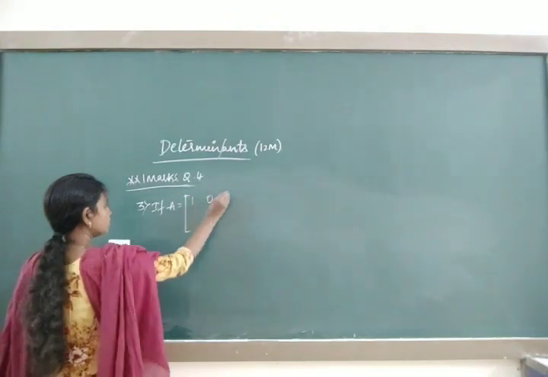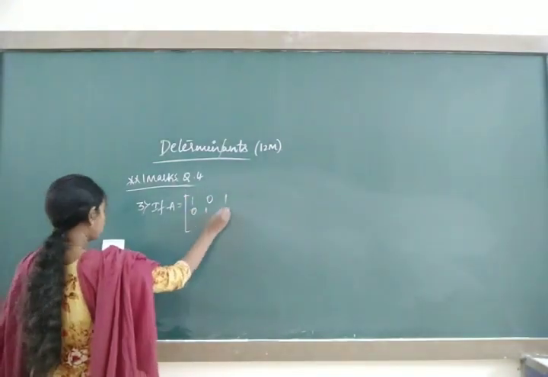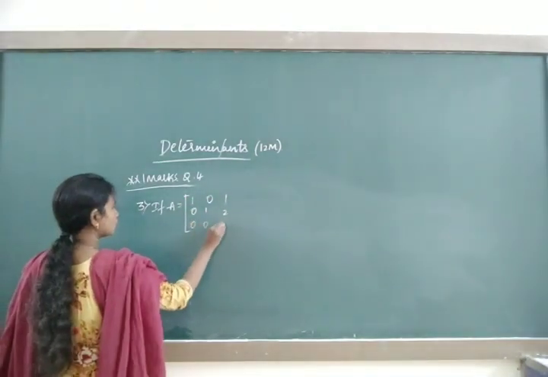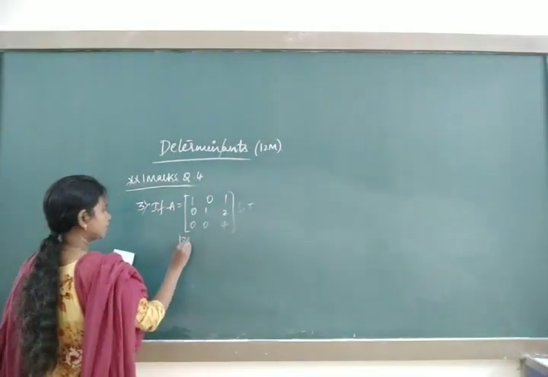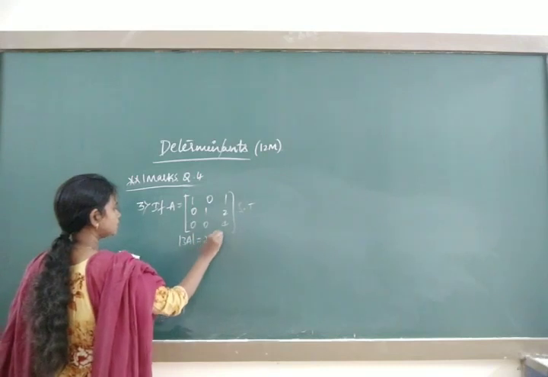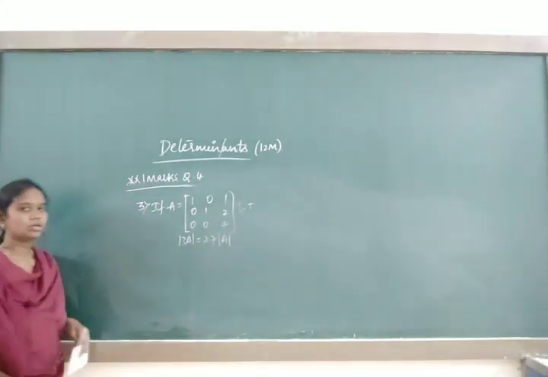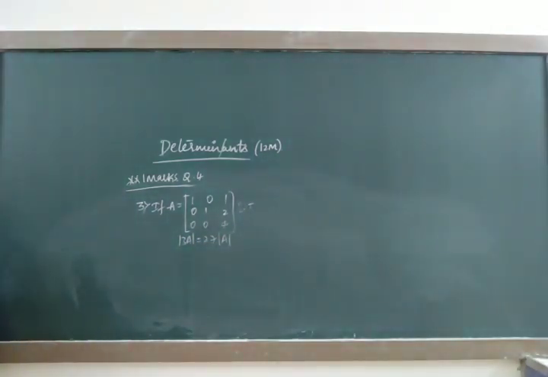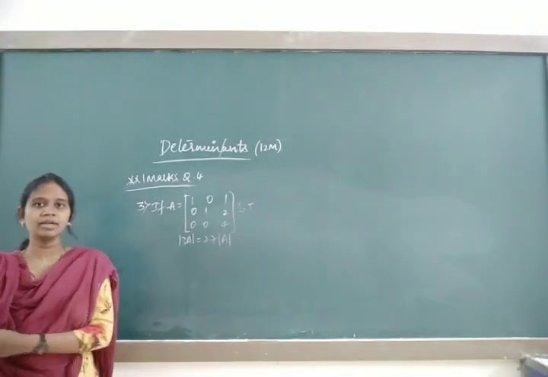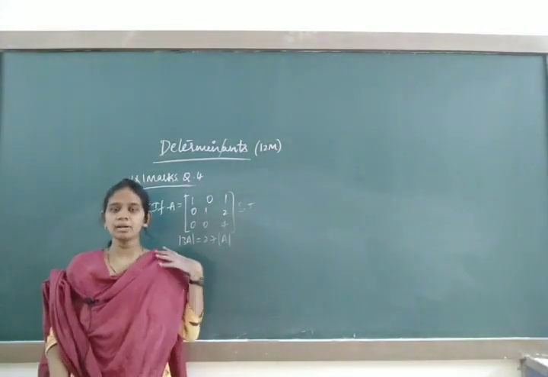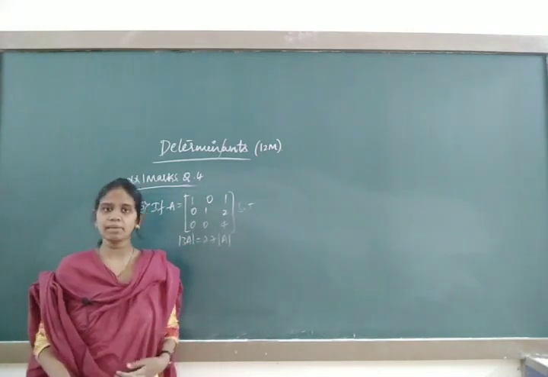If A is equal to matrix 1 0 1, 0 1 2, 0 0 4, show that determinant 3A is equal to 27 into determinant A. Show that determinant 3A is equal to 27 into determinant A. In the same way we have to find out. So first of all, what is determinant 3A? Determinant 3A can be found by first multiplying the 3A matrix.